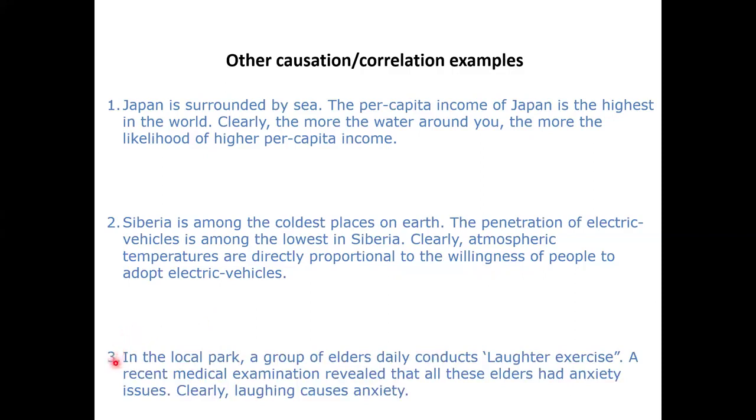Now, this one I think you should be able to figure out. In the local park, a group of elderly conducts laughter exercise. A recent medical examination revealed that all these elders had anxiety issues. So from this, what is the argument concluding? What is the argument concluding? What do you guys think about it?